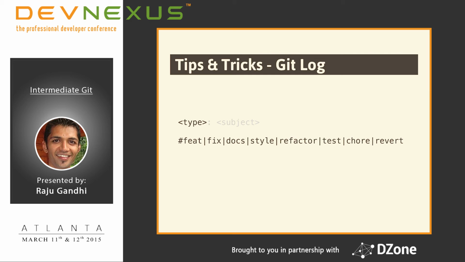So you say feature colon subject body. This entire string cannot cross 50 characters. You have to be very, very succinct. So in this case, I'm saying commit header should have a valid type. Total length 50 characters. Does that make sense?